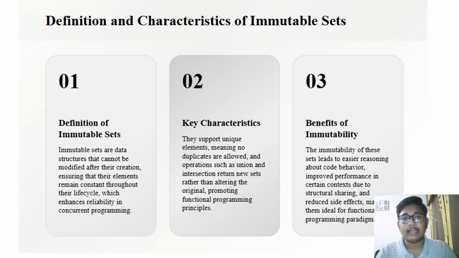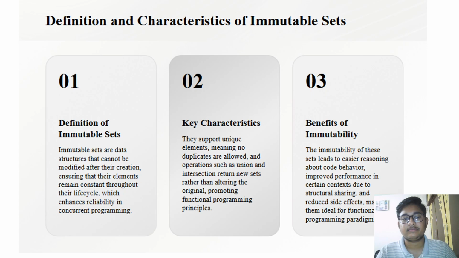What is the definition and characteristics of immutable sets? Definition of immutable sets. Immutable sets are data structures that cannot be modified after their creation. Once they are created, their elements remain constant throughout their life cycle. A set is permanent after it is created. It only helps in making copies under every operation.